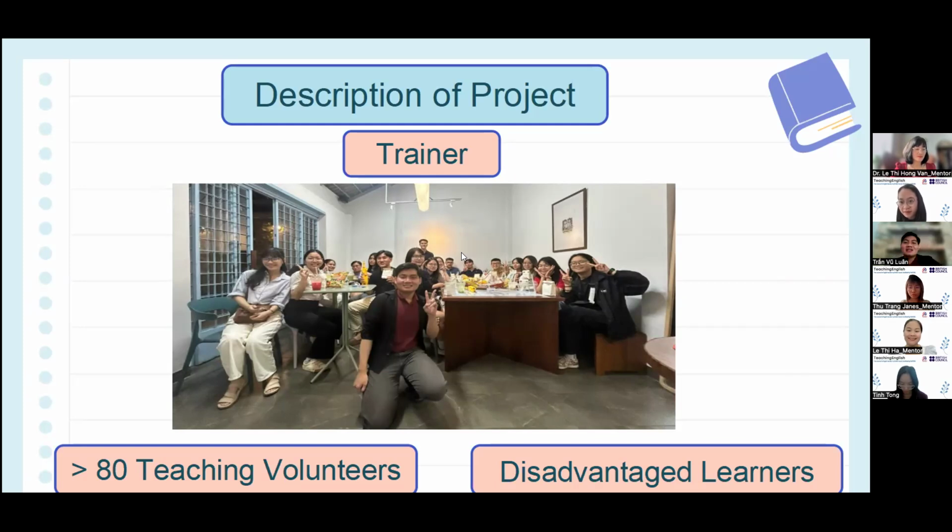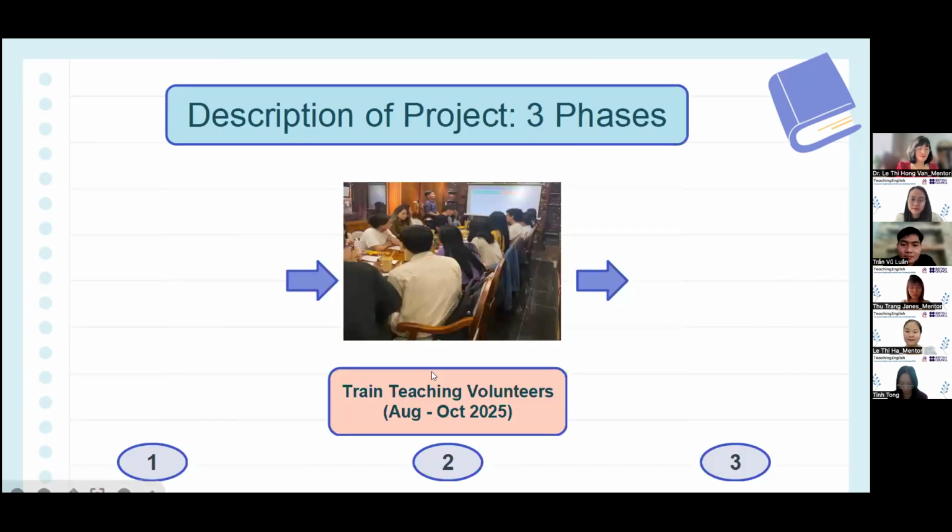Yeah, train the volunteer teachers to teach. Yes, teacher, thank you, teacher. Yeah, I intend to train the teaching volunteers to teach the disadvantaged learners. That's phase number 2 of my project.